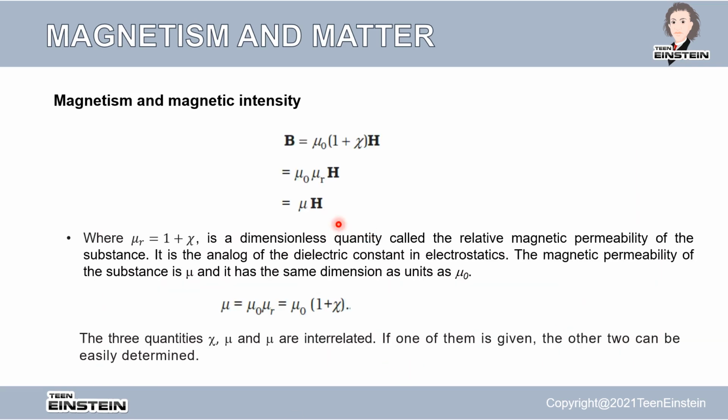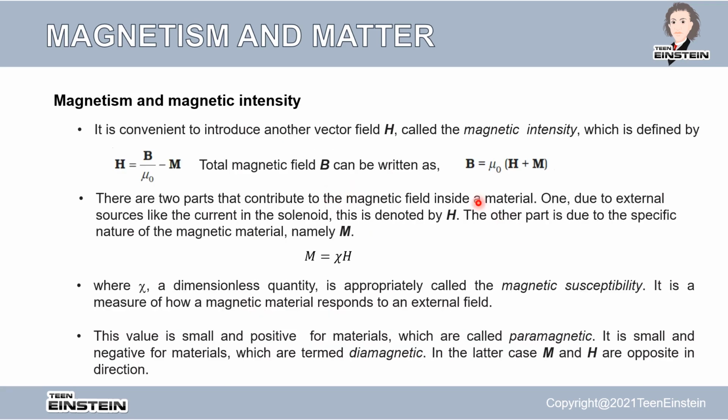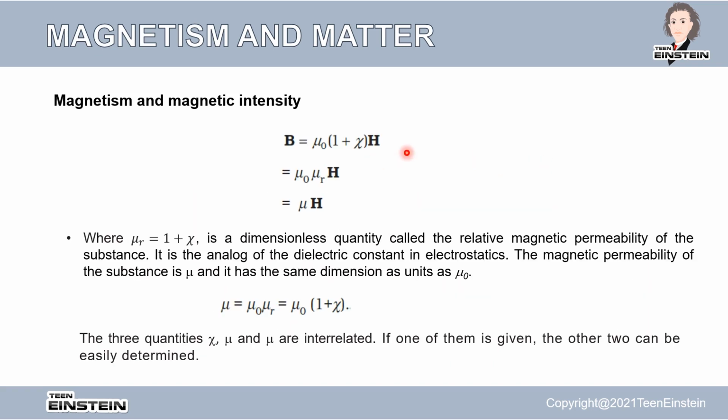Okay, so we will just expand this equation a little bit. We have B equal to mu 0 times H plus M, and let's substitute M equal to chi H here. Then you take H outside, and you get B equal to mu 0 times 1 plus chi, into H. This 1 plus chi we can define as mu R, a dimensionless quantity called the relative magnetic permeability of the substance.